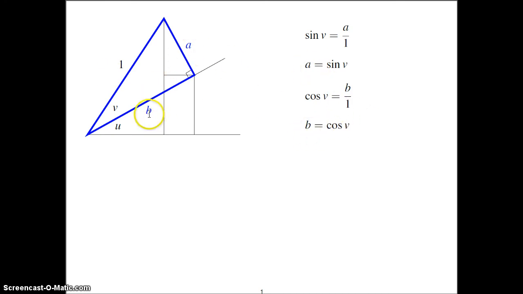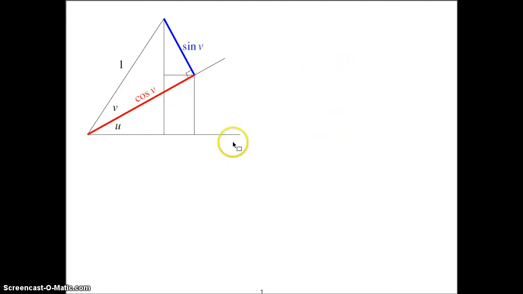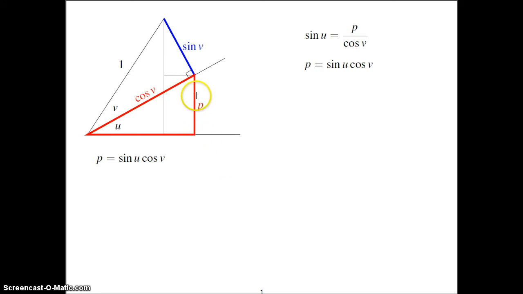So let's take these. We labeled A and B, but introducing these new variables A and B was a little excessive, and we can just make these replacements, and we'll have this side be sine of v and this side be cosine of v. And now what I'm going to do is look at this other right triangle here. Now this length that we know is cosine of v ends up becoming the hypotenuse of this other right triangle. And let's label this side right here P.